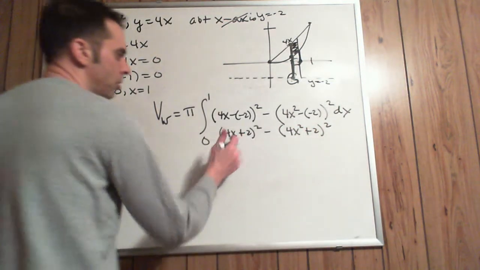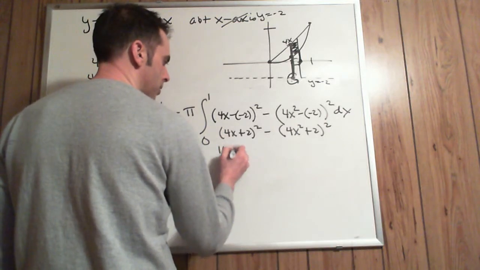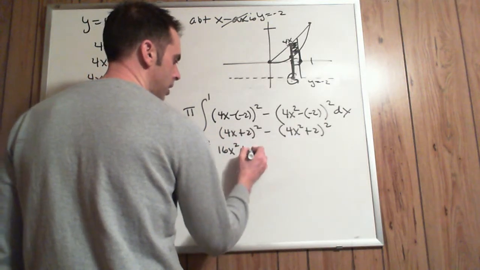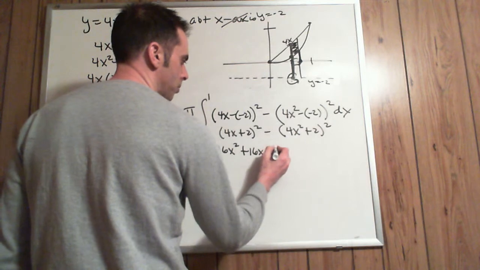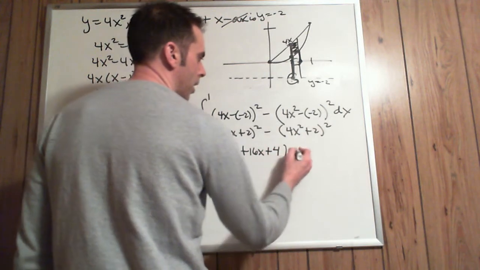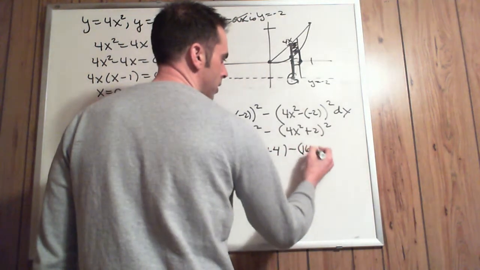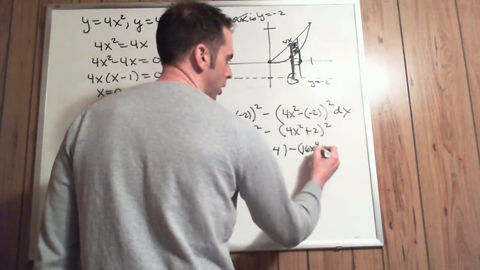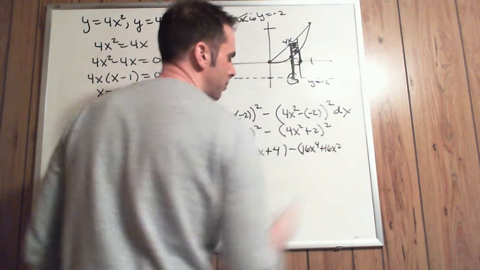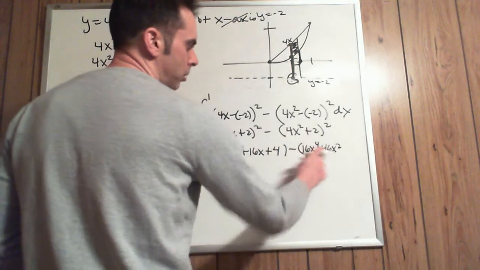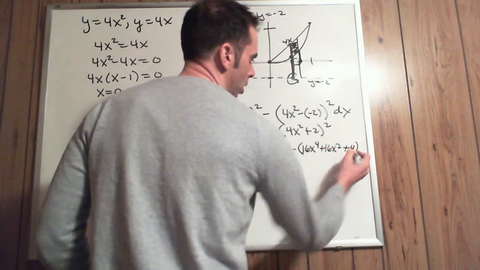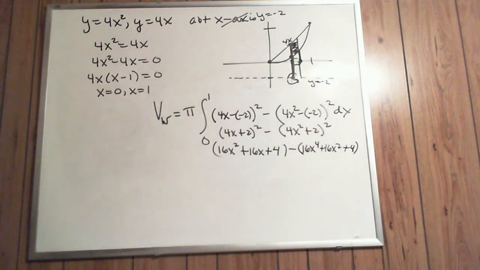And to handle this, we would square that and get 16x squared, multiply, double it, that'd be 16x plus 4. Minus, square that, 16x to the fourth, multiply, double it, that's 8x squared, double 16x squared plus 4. And then run the minus sign through that and then collect like terms and go from there.